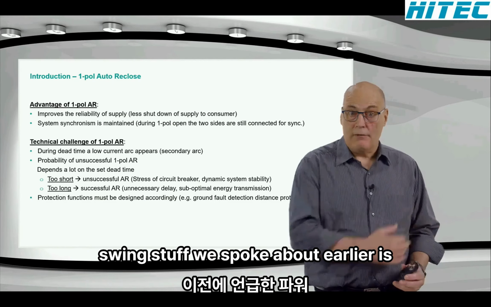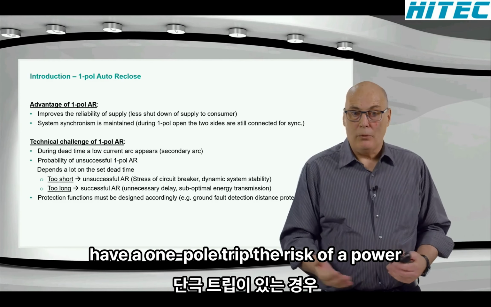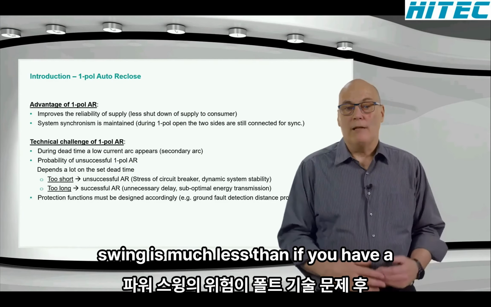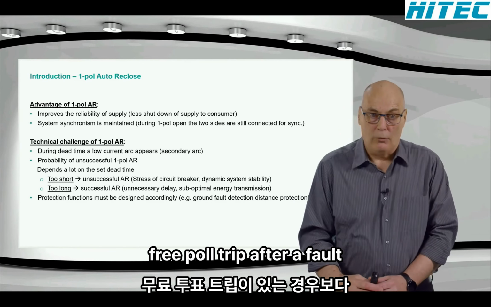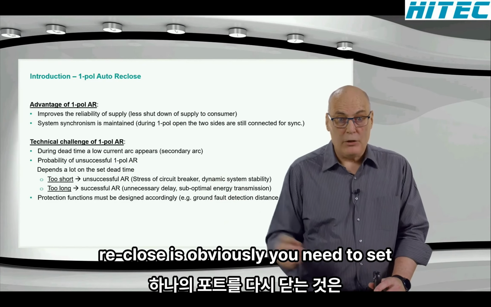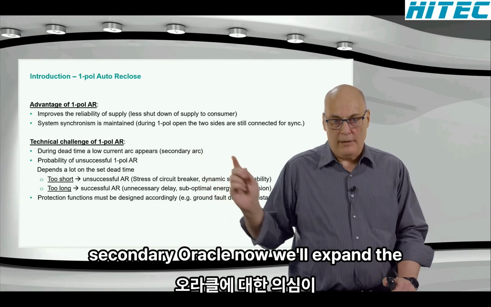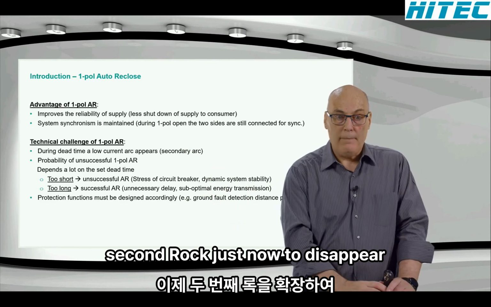That power swing stuff we spoke about earlier is not going to be that apparent. If you have a 1-pole trip, the risk of a power swing is much less than if you have a 3-pole trip after a fault. The technical challenge for the 1-pole auto reclose is obviously you need to set a dead time that's sufficient for the secondary arc, which we'll expand on just now, to disappear.